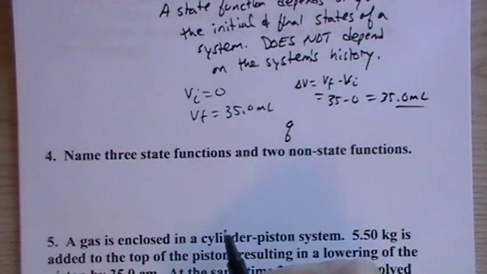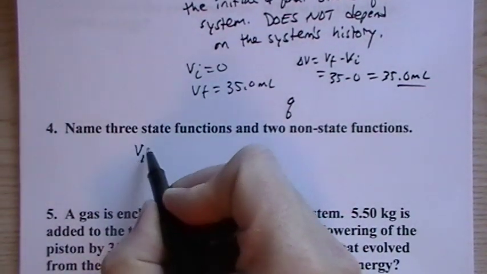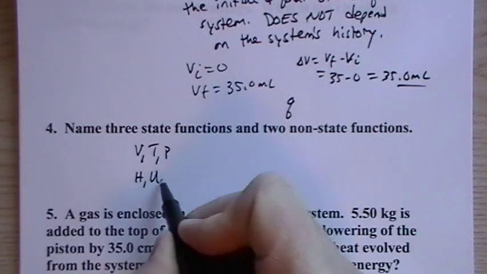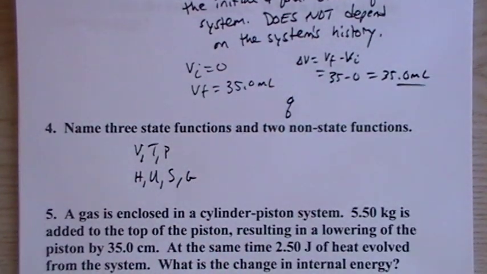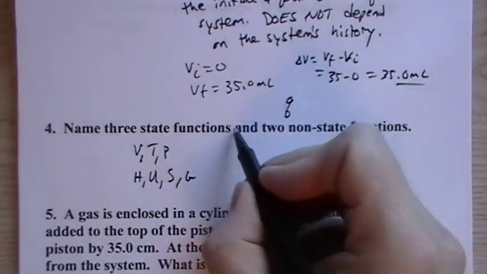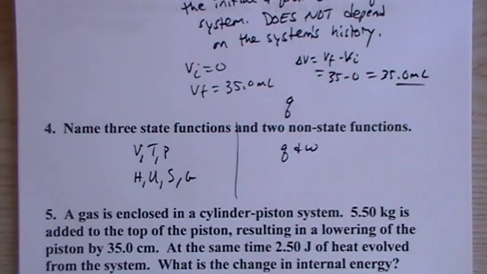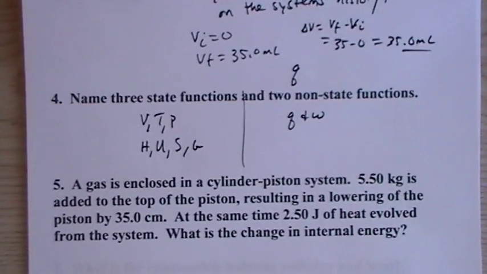So three state functions would be volume, temperature, and pressure. We also have enthalpy, internal energy, and entropy and free energy that we'll see later. But two non-state functions would be heat and work. Those depend on the history, how you went about doing what you were doing during the change or during the process.